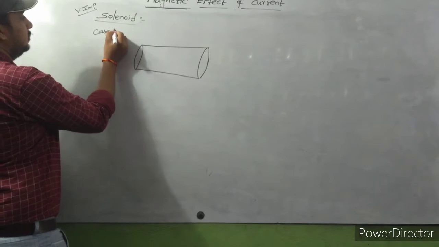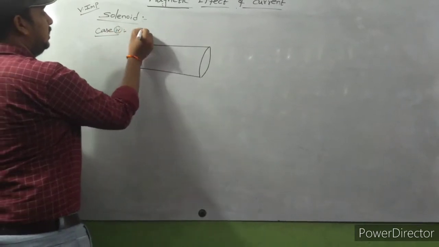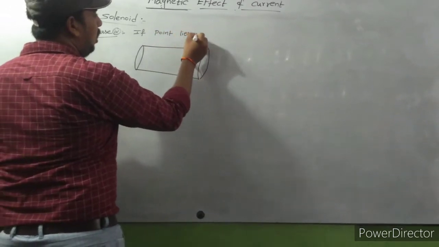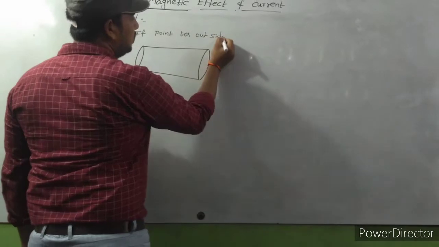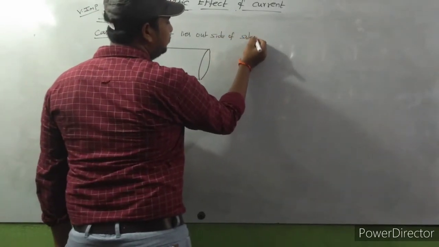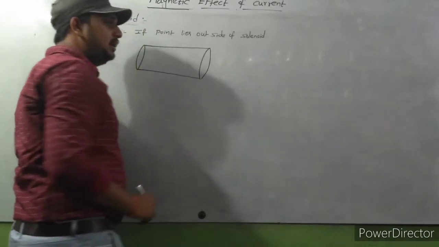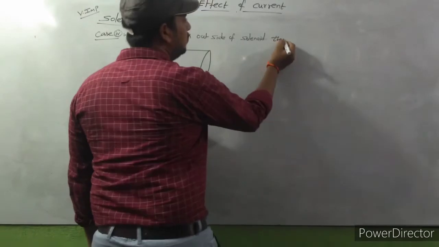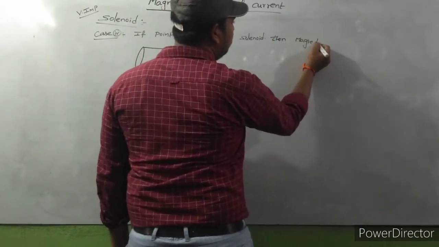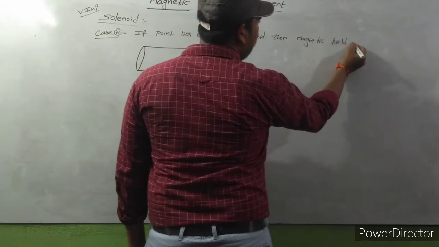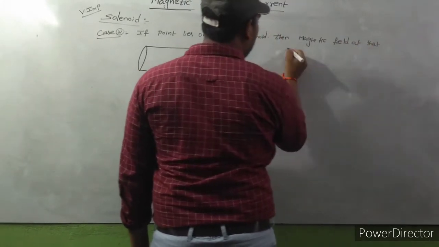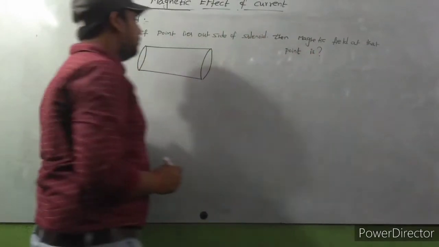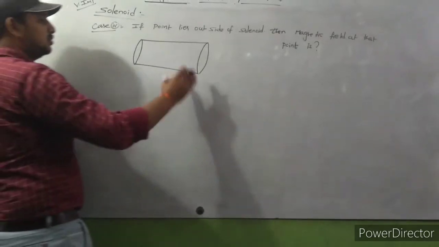Case 4. If the point lies outside of the solenoid, then the magnetic field at that point is, if a point lies outside of the solenoid, let us consider this is a solenoid.